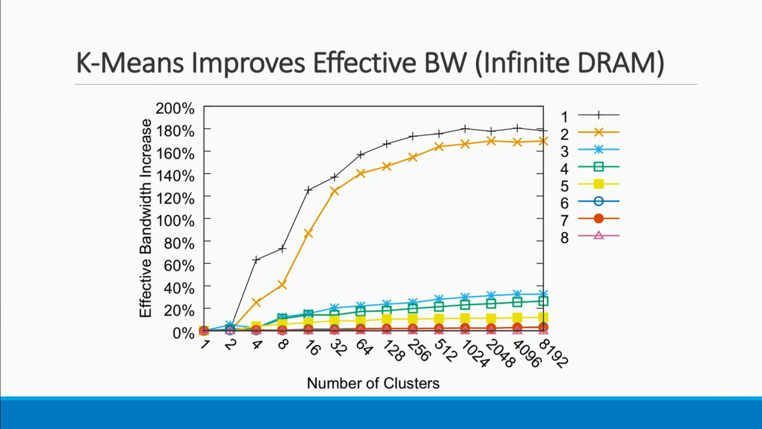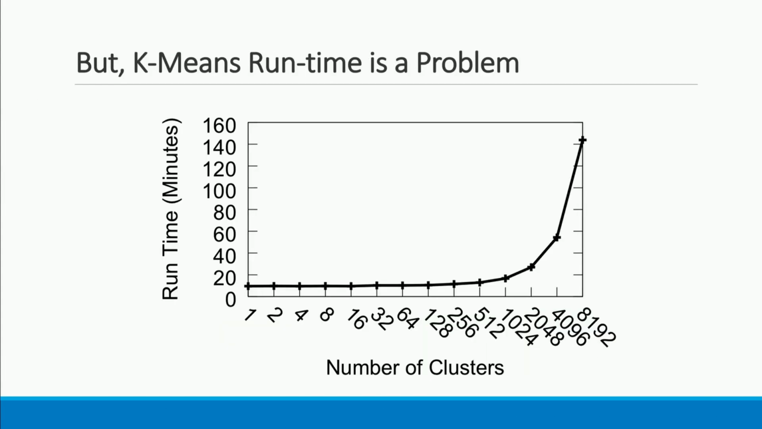These are the results after we partition the vectors using k-means. The y-axis here is the effective bandwidth increase. The x-axis is the number of k-means clusters. And the different lines represent different embedding tables or different features. So you can see that some tables get up to 3 times better effective bandwidth. And in general, the effective bandwidth increases with the number of clusters. But unfortunately, the runtime also increases exponentially with the number of clusters, and that's a problem.